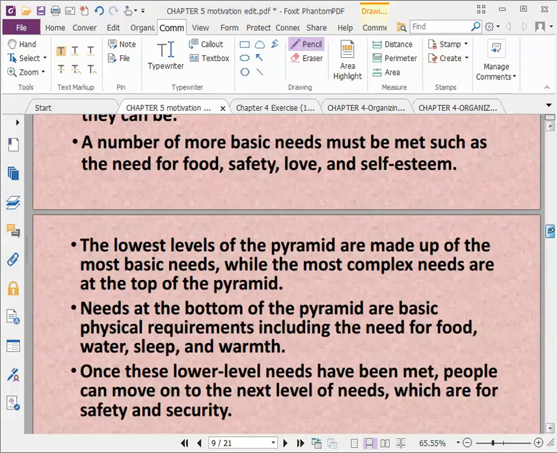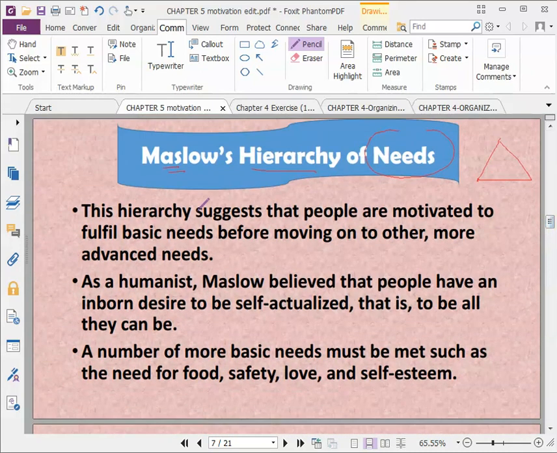So let's look at the explanation here. This hierarchy suggests that people are motivated to fulfill basic needs before moving on to other more advanced needs. First, you should have the basic needs. After all your basic needs are fulfilled, you will move to another advanced need. As a humanist, Maslow believes that people have an inborn desire to be self-actualized, that is, to be all they can be.